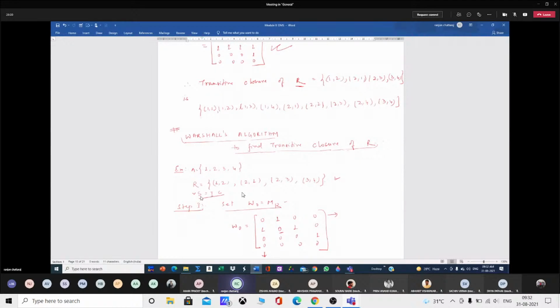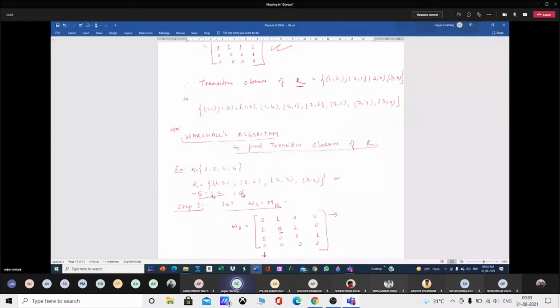Second, this S must contain R, and if there exists any other transitive relation S dash which contains R, then this S dash must be a superset of S. That means S must be a subset of S dash for any S dash. What is S dash? S dash is a transitive relation containing R. That means this is the smallest transitive relation. So the smallest transitive relation is the transitive closure of R.